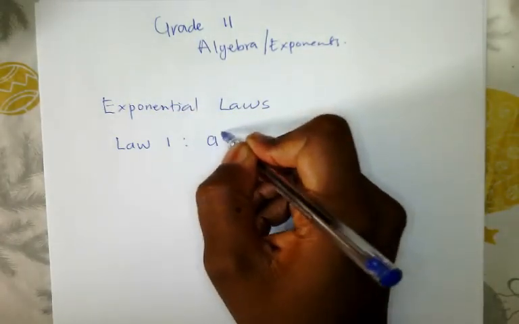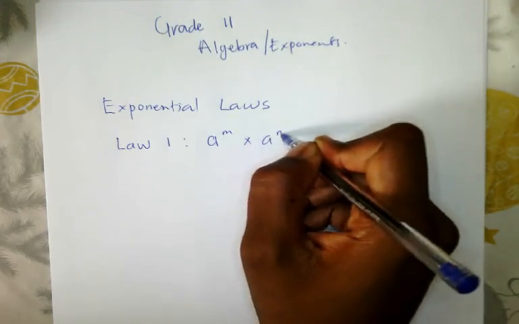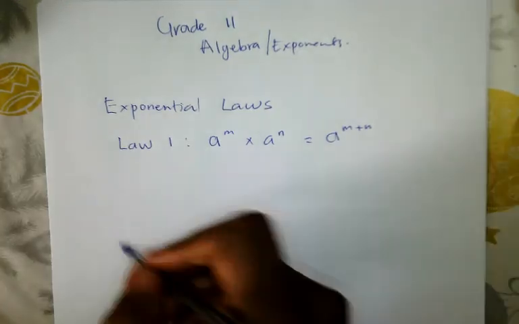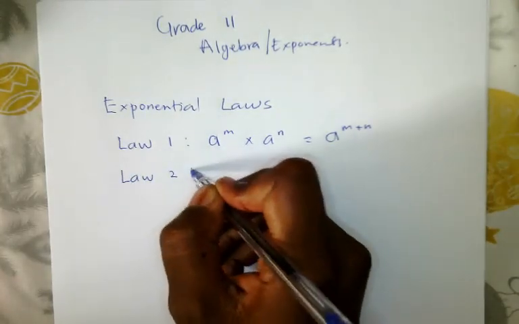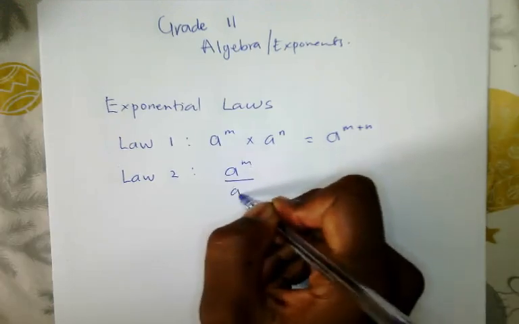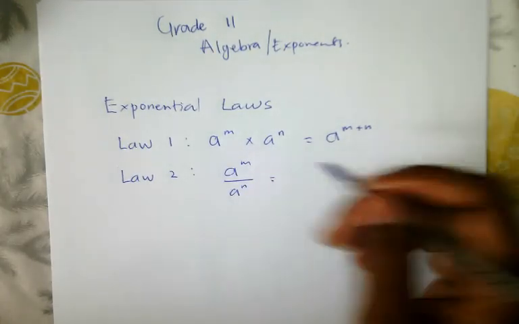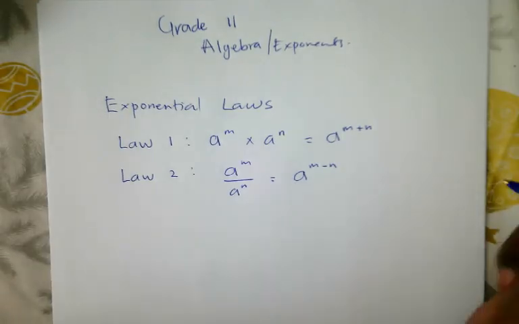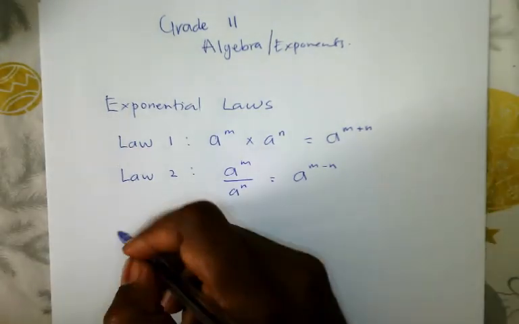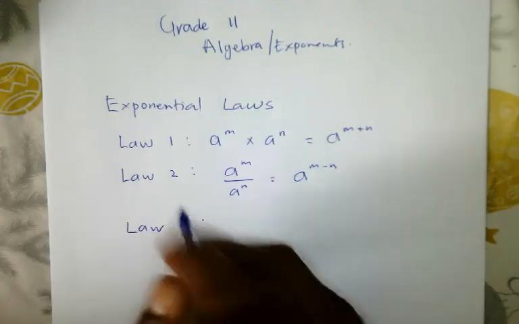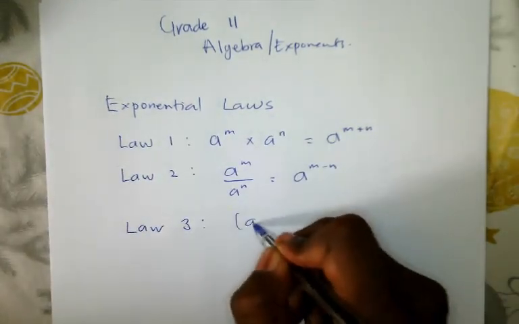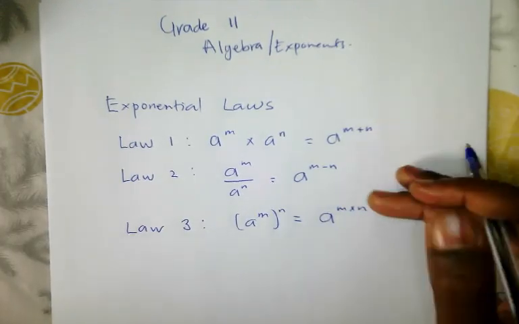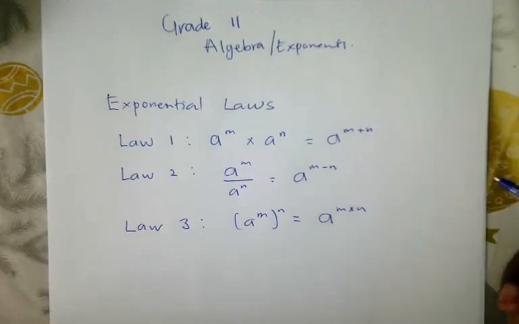The first one, we know it. When multiplying powers of the same base, we do what? We add exponents. Law 2: when dividing powers of the same base, we do what? We subtract the exponents. This is like grade 1 work, but it's very important that you know these principles, because if you're struggling with this, it's going to be hard for you to see it in a question.